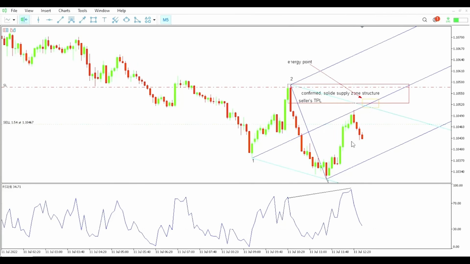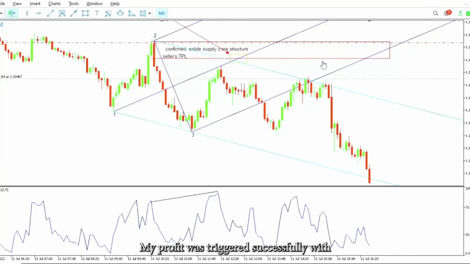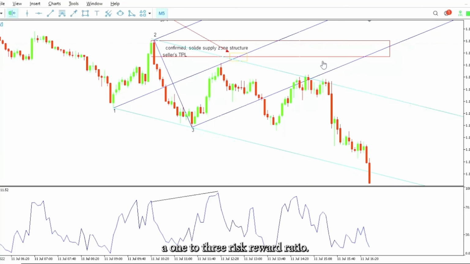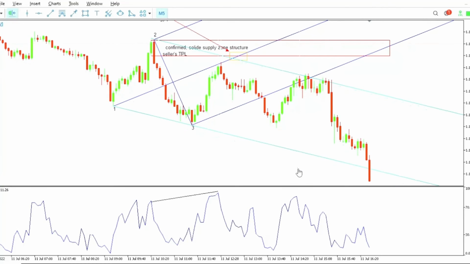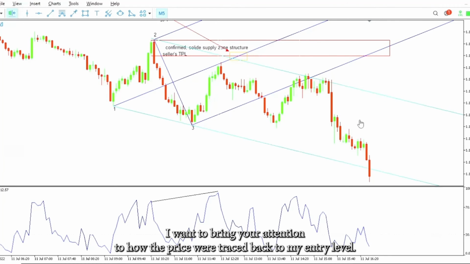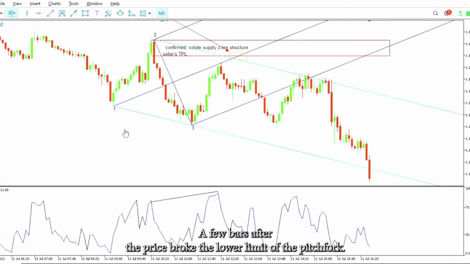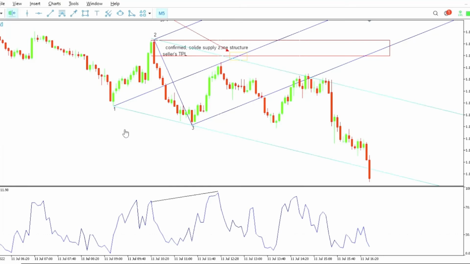If sellers that I'm counting on are truly strong and continue to maintain this downtrend, my profit target will be triggered successfully. After 4 hours 11 minutes and 5 seconds, my profit was triggered successfully with a 1 to 3 risk-reward ratio. I want to bring your attention to how the price retraced back to my entry level a few bars after the price broke the lower limit of the pitchfork.